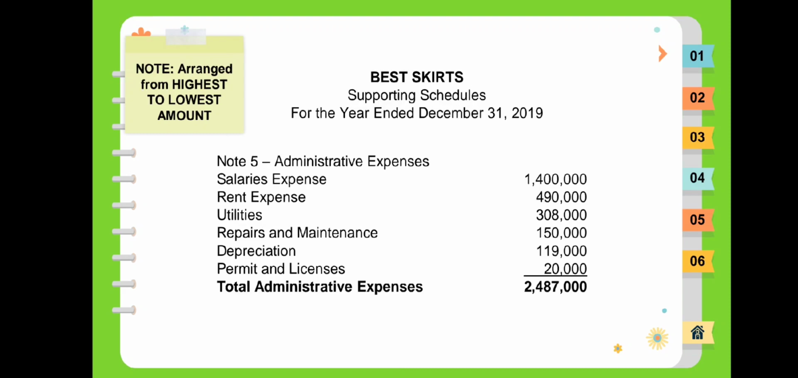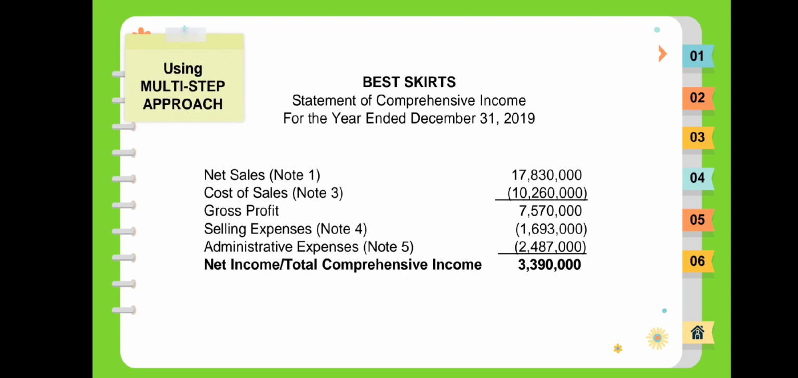And for note 5, we have administrative expense. Yan. And wala din doon yung permits and licenses sa allocation kasi yung permits and licenses is for administrative expense siya. Also the repairs and maintenance. So, hindi siya kasama doon sa allocation but kasama siya sa general and administrative expense. Alam niyo na kung saan galing ang selling and administrative expense.